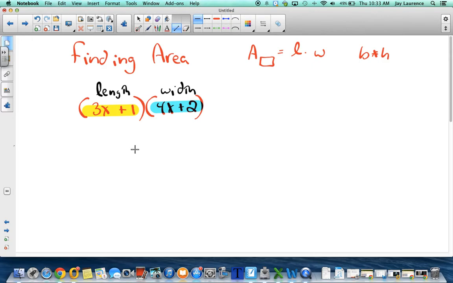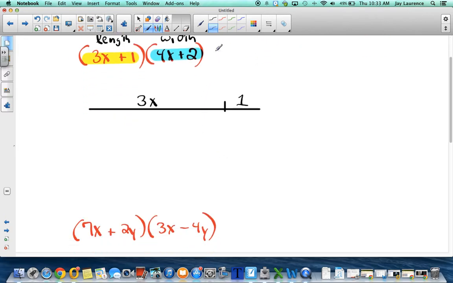All right, first thing I'm going to do is draw my length. There we go, I just drew it. Now, I know my length has to be 3x plus 1 units long. Well, I see two numbers. I see a 3x and I see a 1. So I'm going to make this part 3x long and this part 1 long. And it's a positive 1. Okay? Now, I have to draw my width.